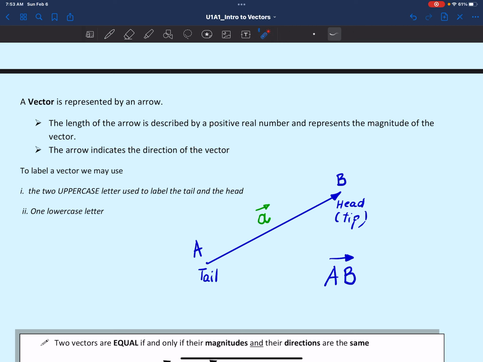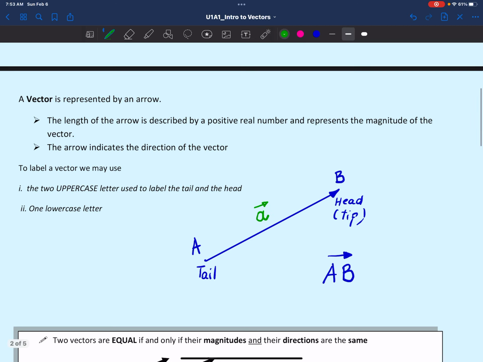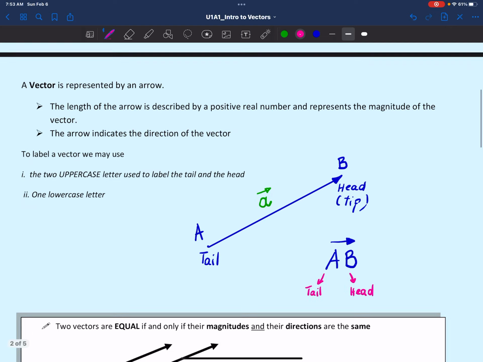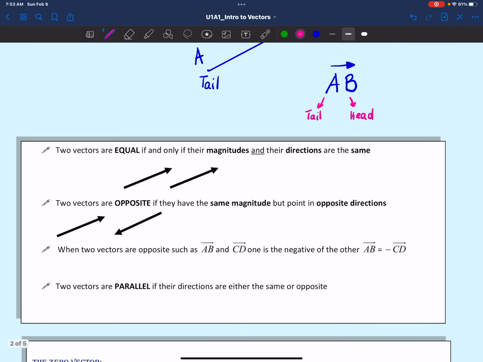Now, one thing that is very, very important is that we always start reading the vector from the tail going towards the head. So the tail comes first. Now, two vectors we say are equal if they have the exact same magnitude and exact same direction. So these two are examples of two equal vectors.